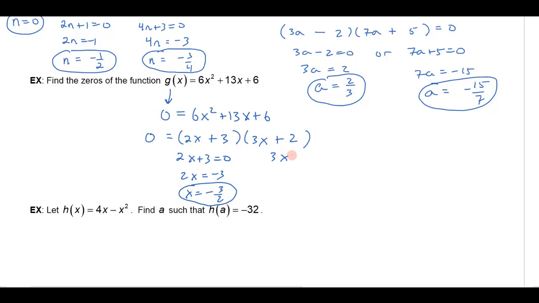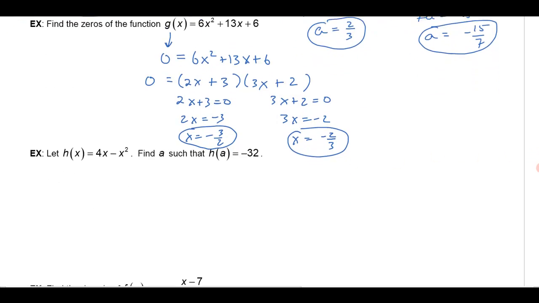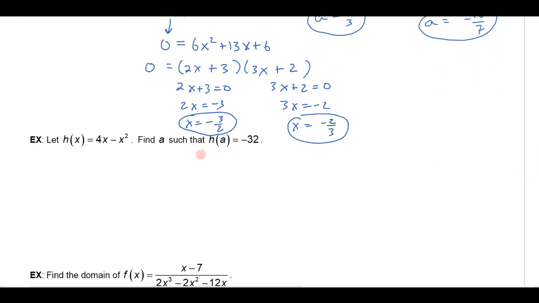Or from this factor, I'd have 3x plus 2 equals 0. So 3x is negative 2, and x is negative 2/3. That would be the other 0. So there's actually 2 zeros to that function. Here's another way we can pose a similar problem, same problem, just different language.